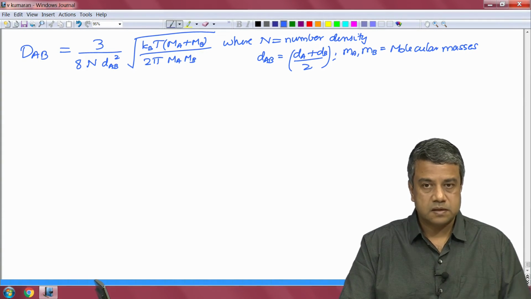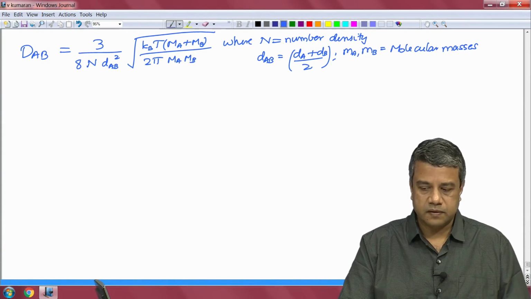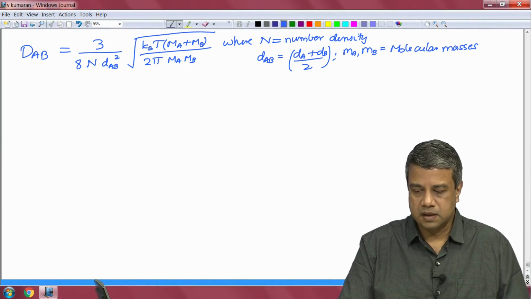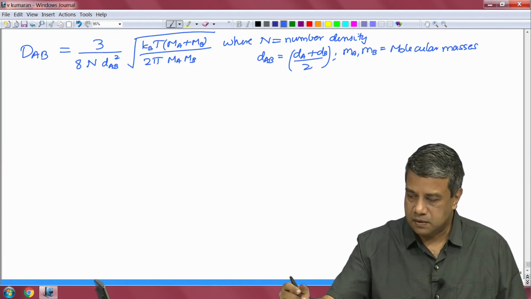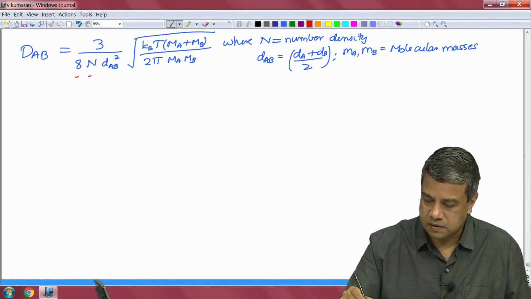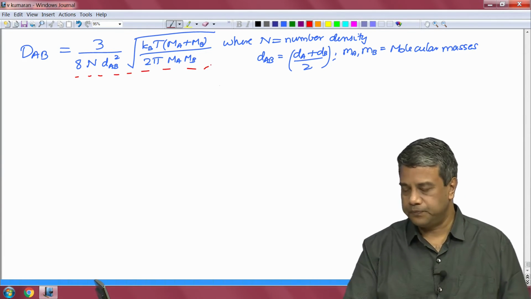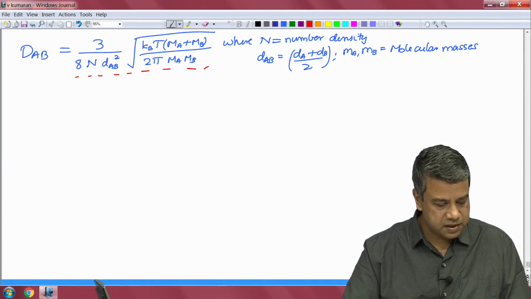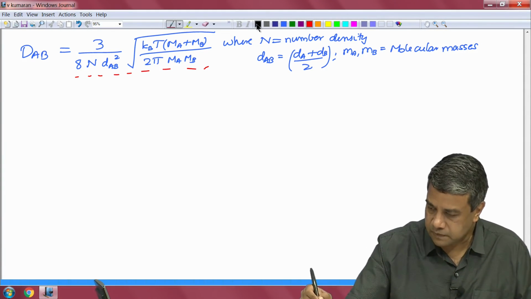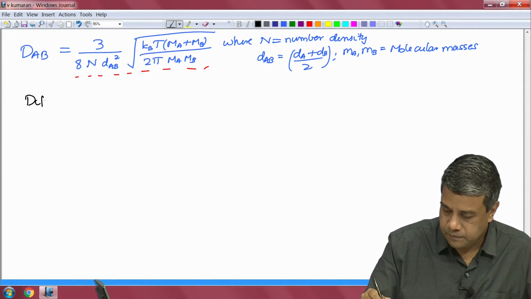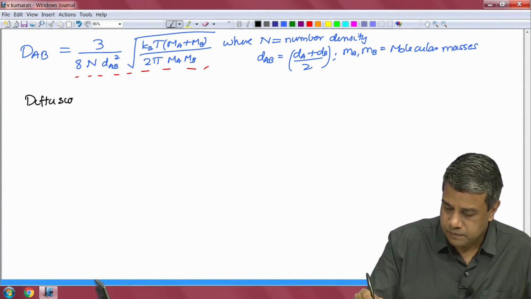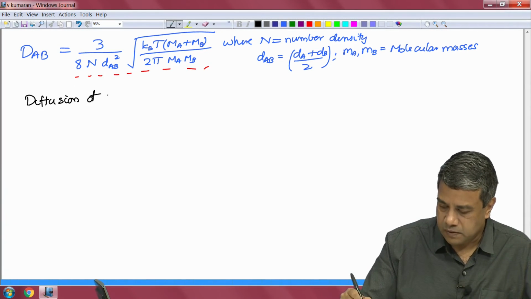So, if you know the masses of both molecules that are diffusing, the hard sphere diameters of both molecules that are diffusing, and the number density, you can actually get an estimate for the diffusion coefficient. And let us examine this estimate for the diffusion of water vapor.